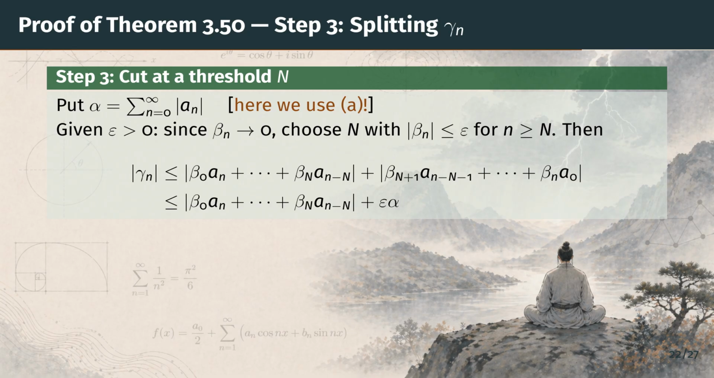The early betas, beta sub 0 through beta sub N, each multiplied by a late A term, and the late betas, which come multiplied by various A terms. For the second piece, each beta is at most epsilon, and the sum of the absolute values of the accompanying A factors is at most alpha. So the second piece is at most epsilon times alpha, a quantity we control. The first piece still depends on n, and the final step deals with it.